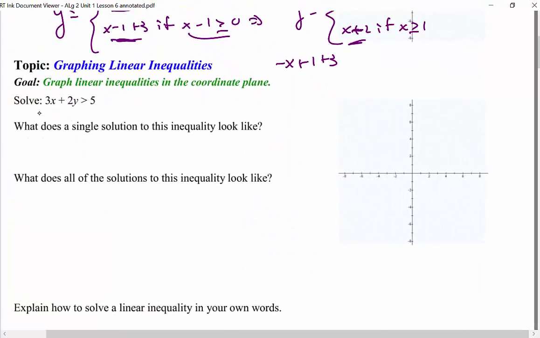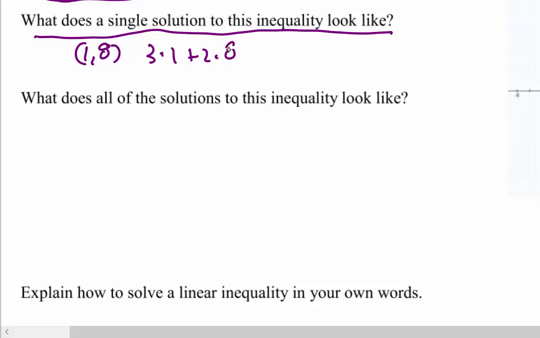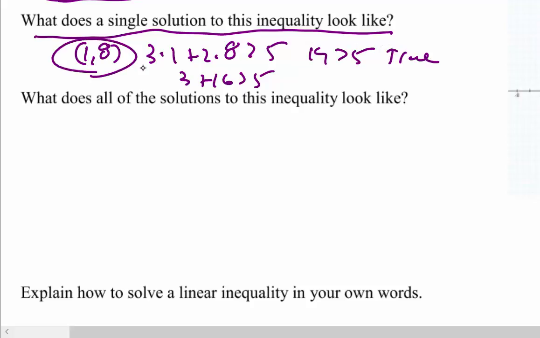Okay, so now we're going to graph an inequality in 2 variables. So what does a single solution to this inequality look like? If I just said, give me an answer to this problem, you could tell me a point like (1, 8). 3 times 1 plus 2 times 8 is greater than 5, so it's 3 plus 16 is greater than 5, so 19 is greater than 5, true. So that point works.